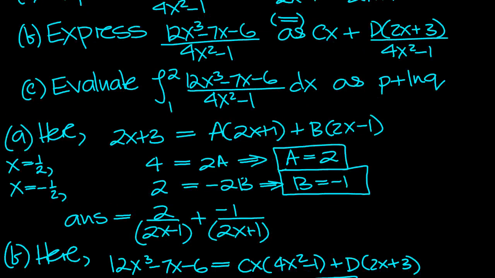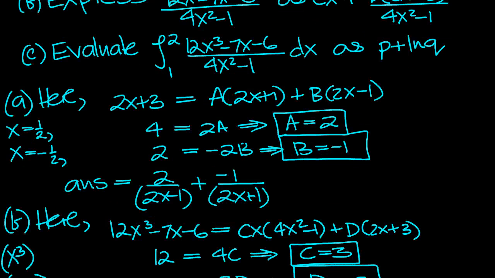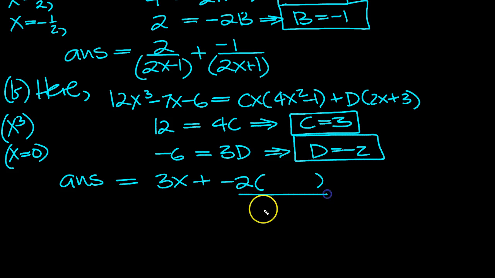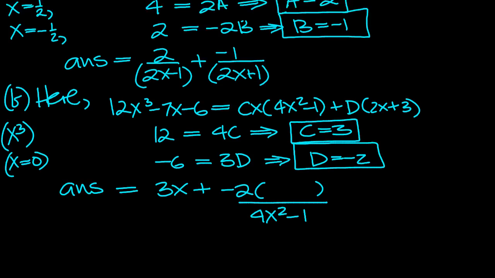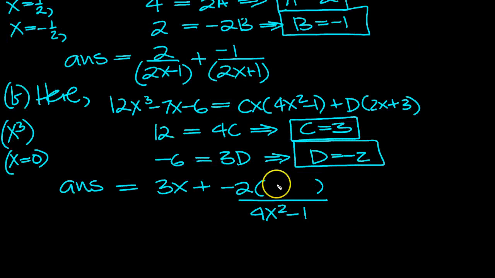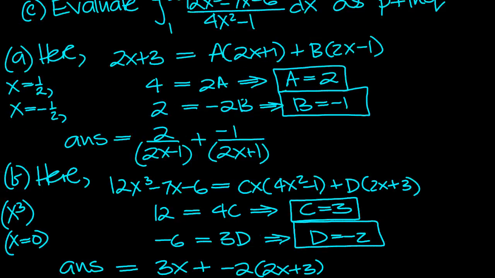So we can write that answer then, cx plus d. c is 3 plus d, which is minus 2 lots of over the 4x squared minus 1. What was it on top? 2x plus 3. That's fine.